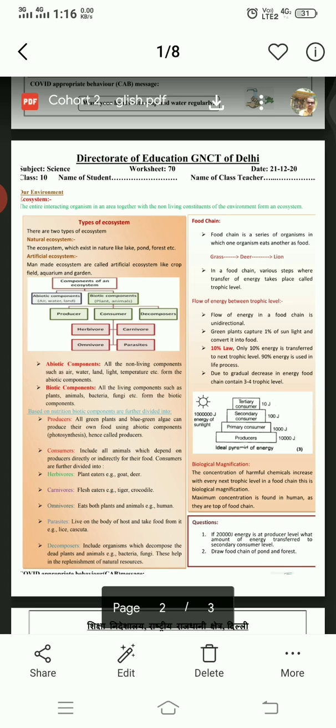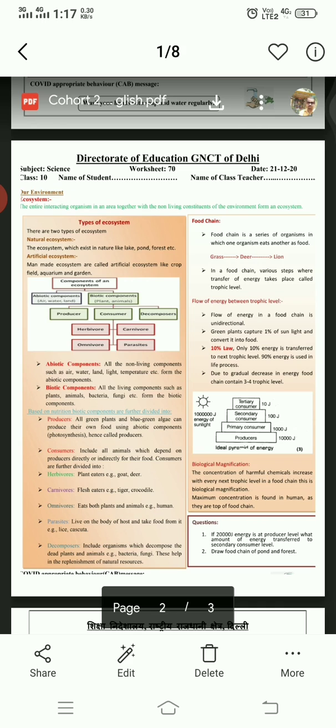So it is the entire region in which different interacting organisms live, and they also interact with the non-living things present there. So this is a component of the environment: the environment in which both living and non-living things interact with each other. Such a system is known as an ecosystem.